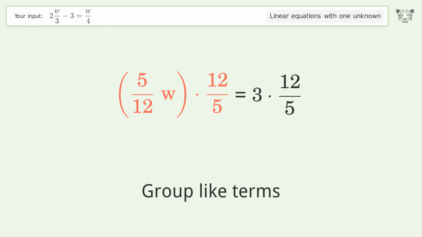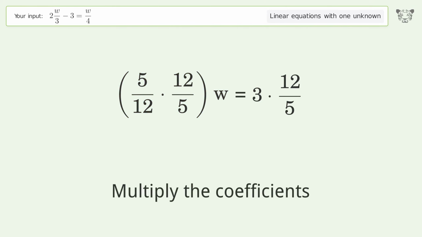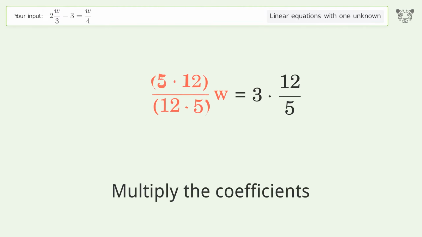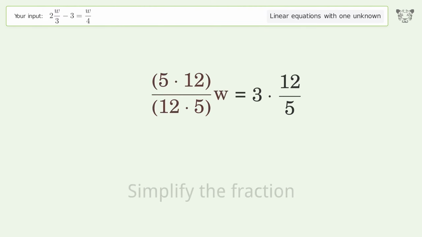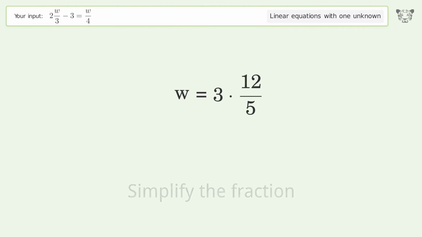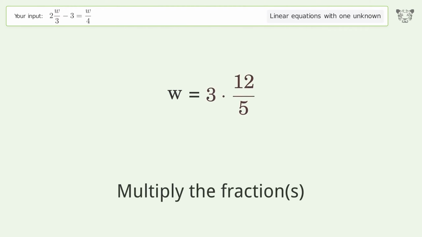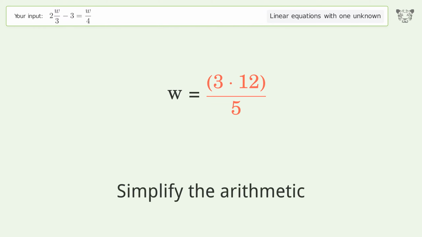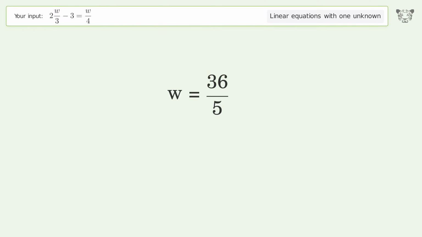Group like terms. Multiply the coefficients. Simplify the fraction. Multiply the fractions. Simplify the arithmetic. And so the final result is W equals 36/5.